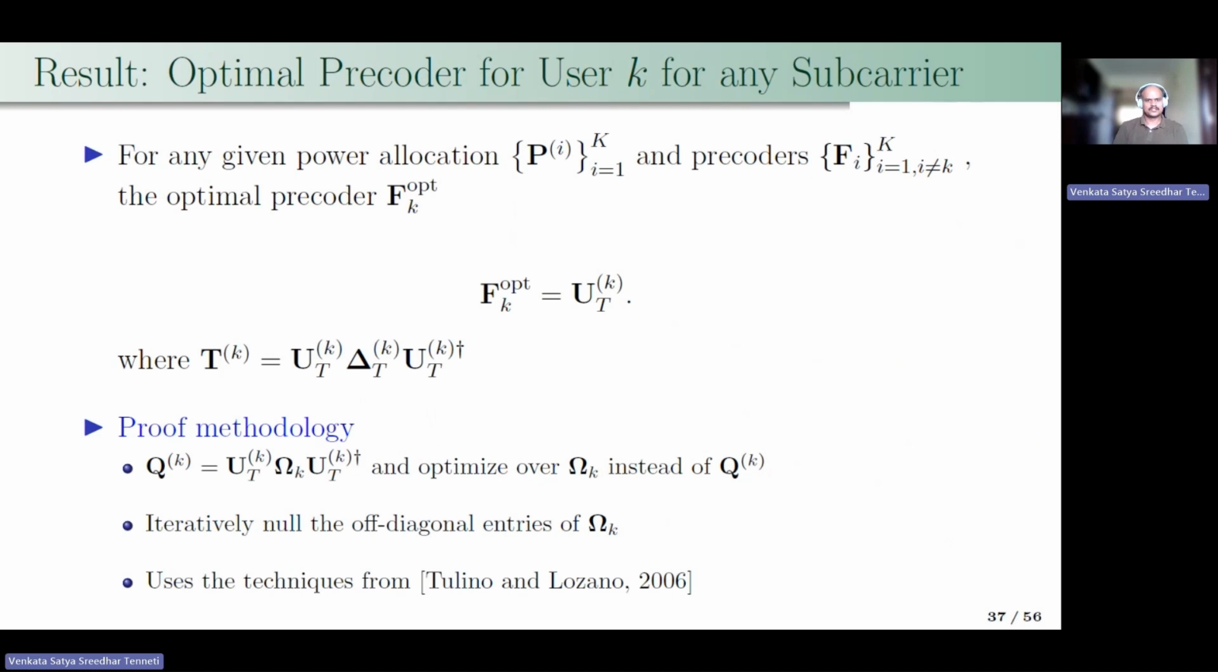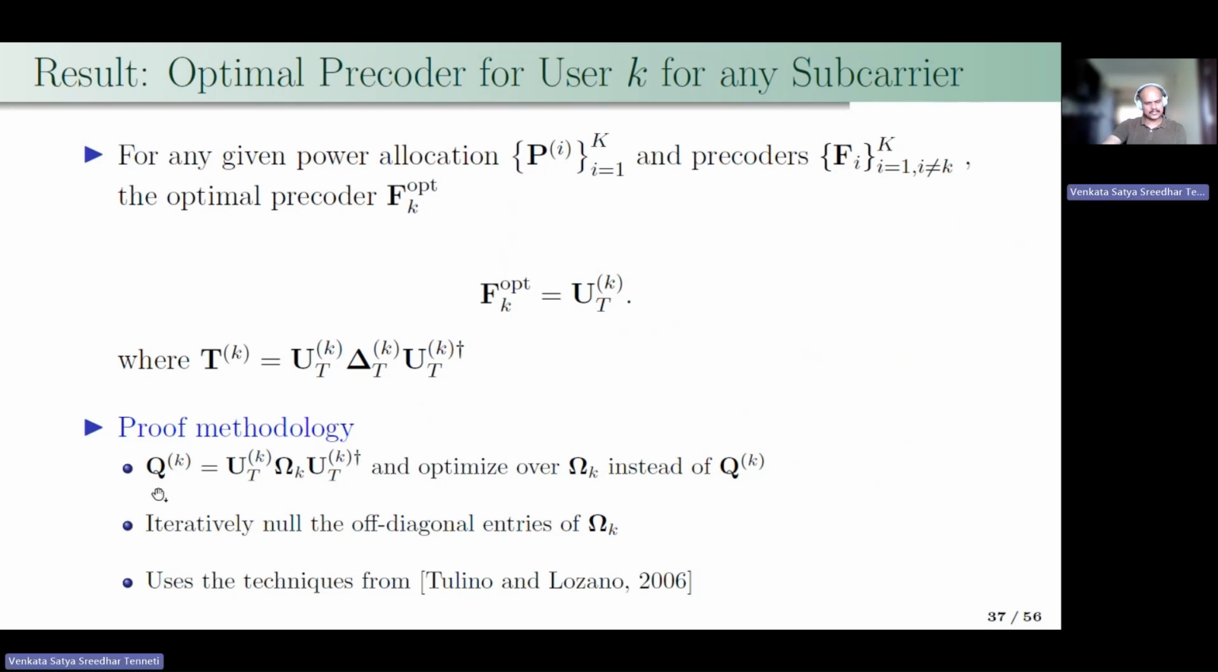This is our optimal precoder result for user K for any subcarrier. Given all the power allocation matrices of the users and the precoders of all the users excluding user K, the optimal precoder of user K is nothing but the eigenvector matrix of the transmit spatial correlation of user K. This can be proved easily. This is our proof methodology.